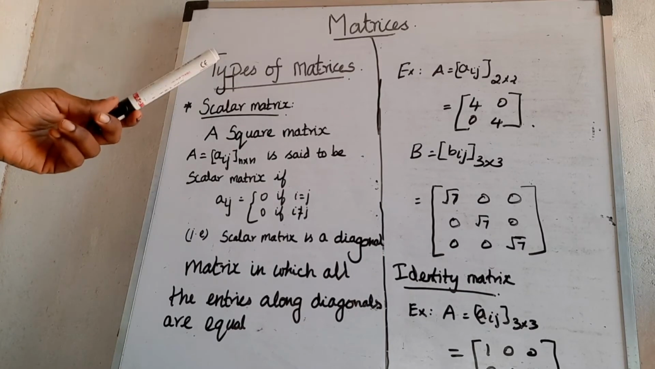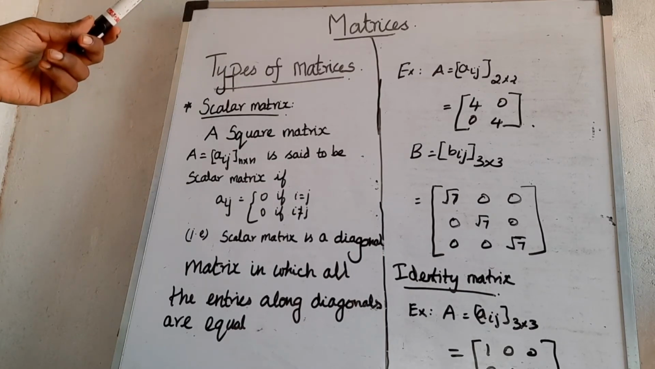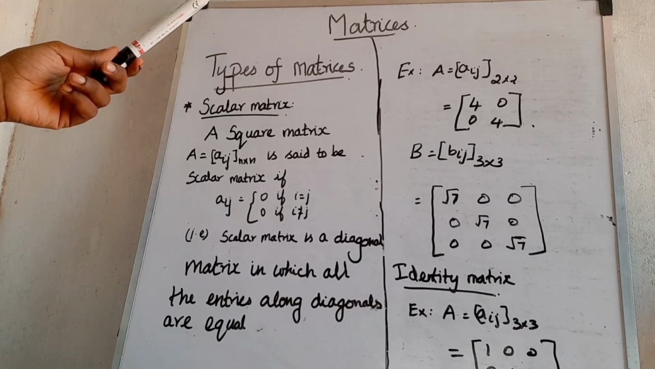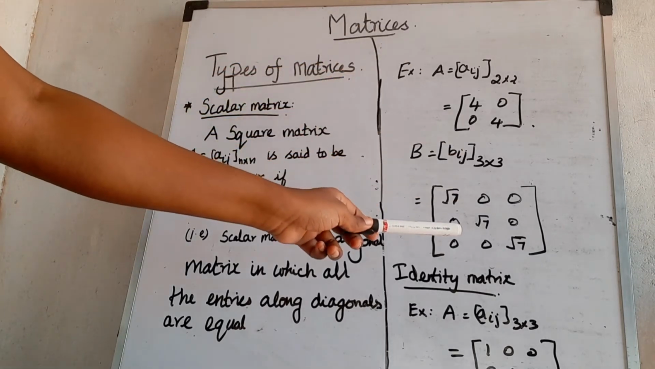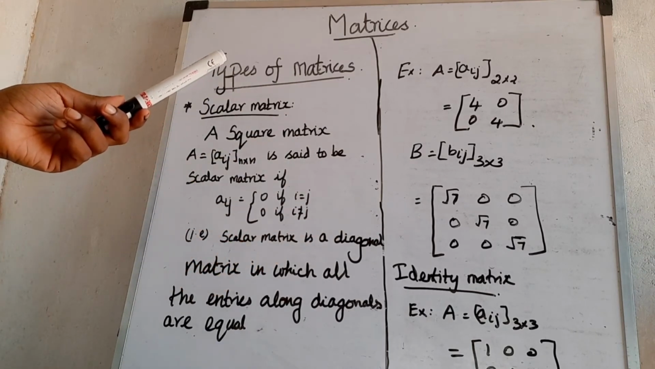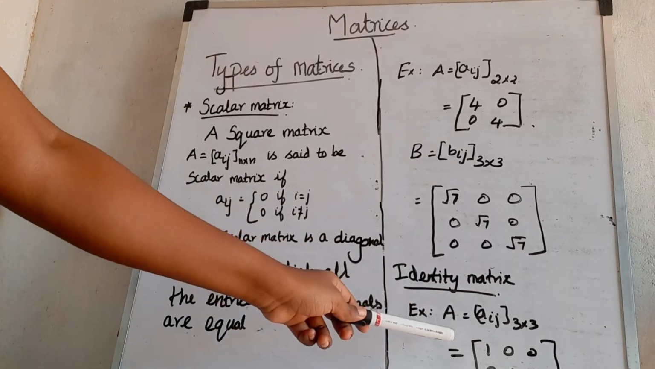Next one is an identity matrix. Here it is the same as the scalar matrix: the diagonals are equal. Any numbers we can use for a scalar matrix, but in an identity matrix, identity means 1. So here you have to use 1.